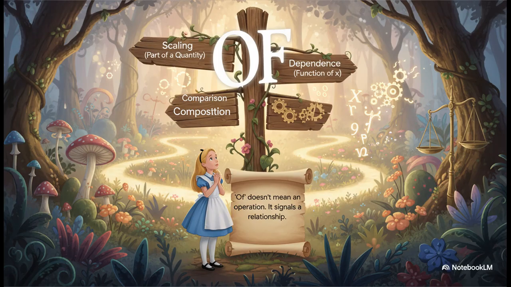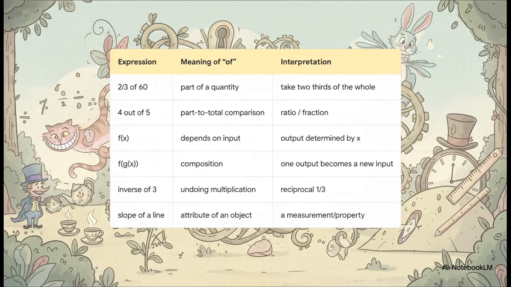And this, right here, is the most important thing to take away from all this. "Of" is not an operation. It's not a verb telling you to do something. It's more like a signpost. It tells you two things are connected, and it's our job to be detectives and figure out how they're connected. Are we scaling something? Is it about dependence? Or maybe undoing something? I mean, just look at this table. It's amazing. That one single word "of" can signal taking a piece of a number, or a ratio, or dependence, or composition, or reversal, or even just a property of an object, like the slope of a line. The context is literally everything.